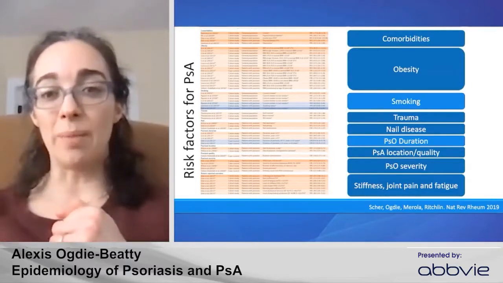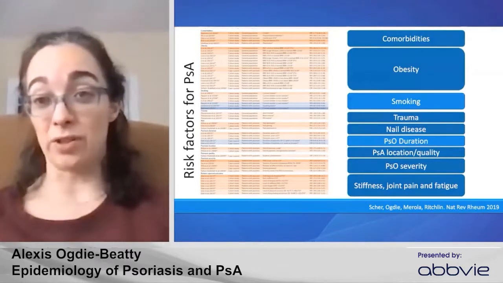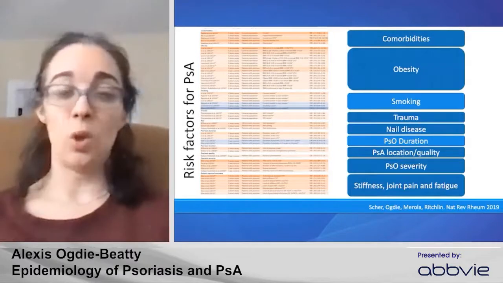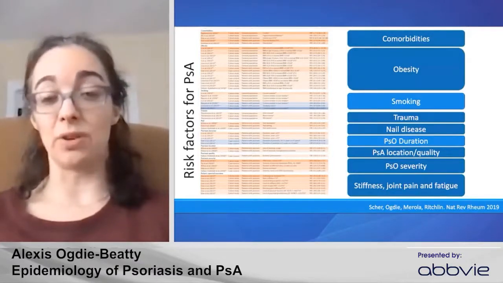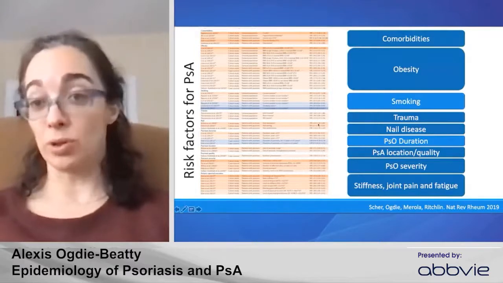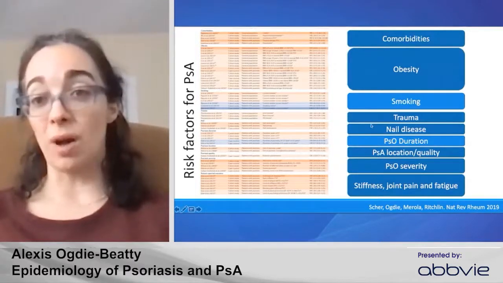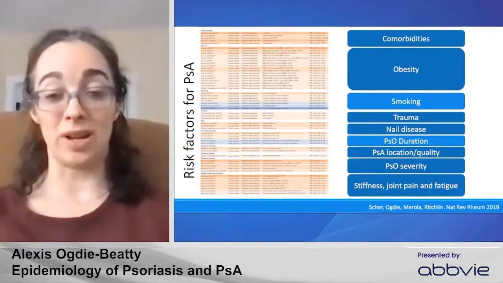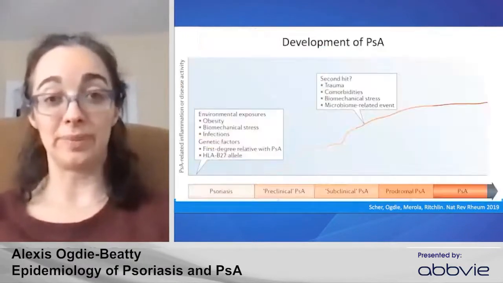And finally, trauma. So trauma is an interesting one. We kind of think about stress being a risk factor for psoriasis. So many people have psoriasis come out after a very stressful event, whether that be physically stressful or emotionally or mentally stressful. And it seems that this is probably also true for psoriatic arthritis. So specifically, there's been a study on trauma, like joint trauma or bone trauma, and those were associated with development of psoriatic arthritis as well, among patients with psoriasis and among the general population.